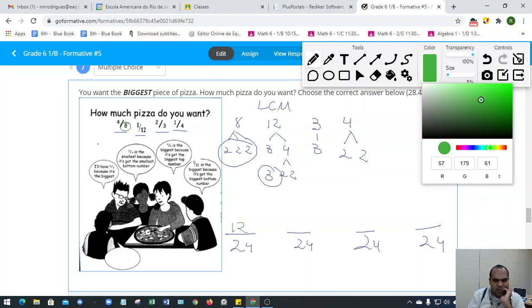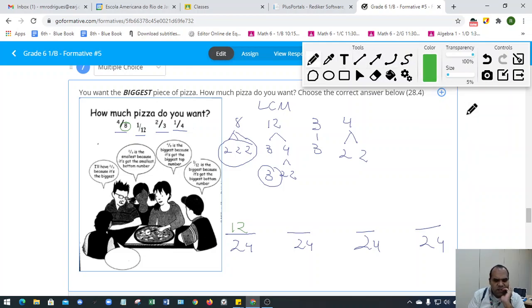I'll change the color, guys, just to understand the idea for what I'm changing. Here was 3 times, that times 3, just so you understand. This guy here is 12. How many times does 12 go into 24? 2 times. If I go 2 times the denominator, numerator 1 times 2 is 2.